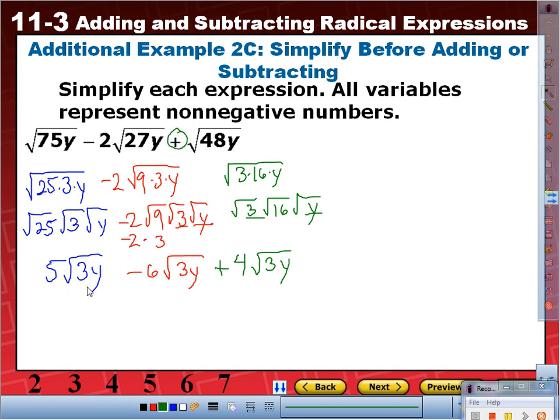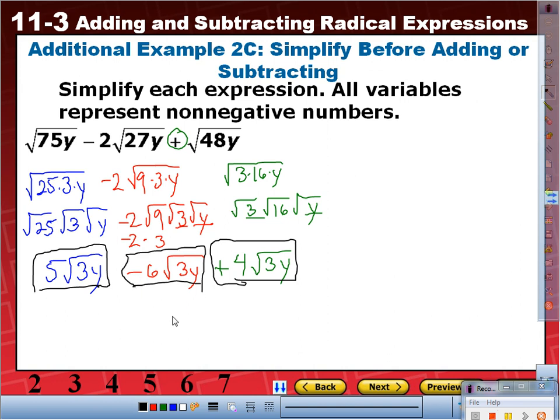By looking at them, can we combine like terms? Yes. Let's start by combining all the positives, but because we're going to be able to combine all 3, right? So what is 4 plus 5? 9 minus 6, 3 square root 3y.